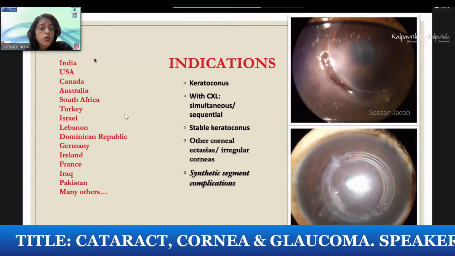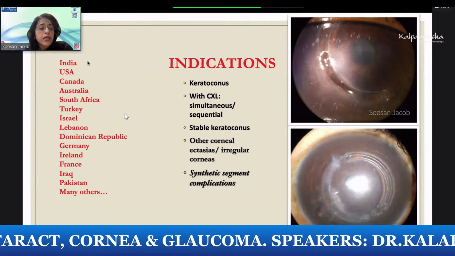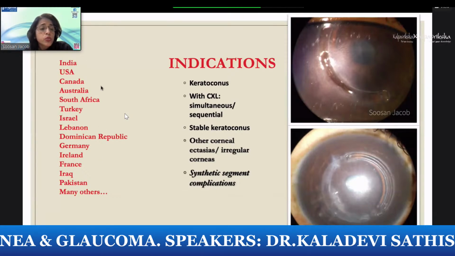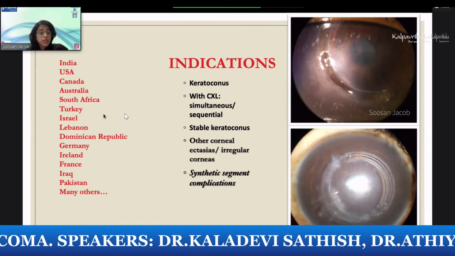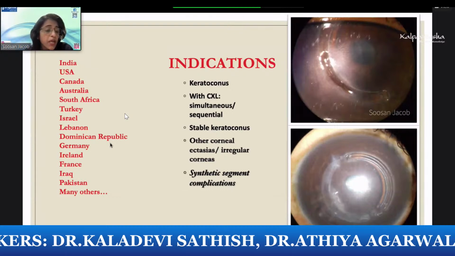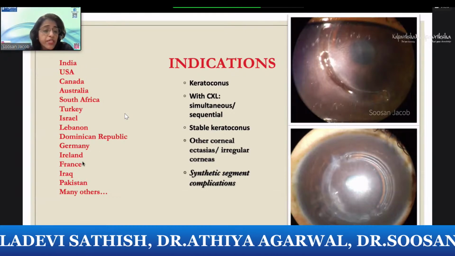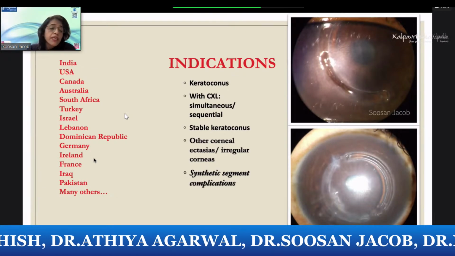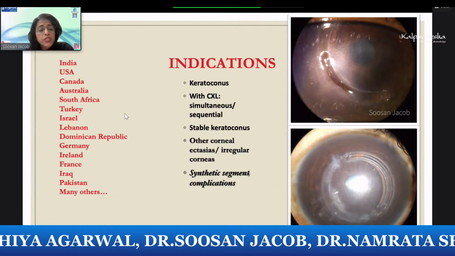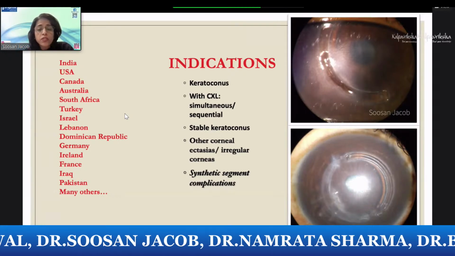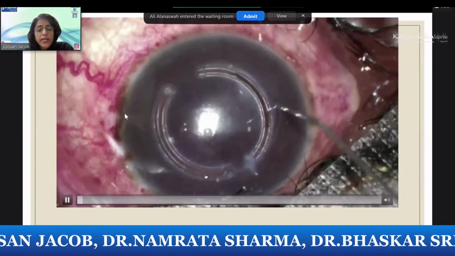It was introduced in our hospital, the first time in the world, by us, and now it's being done in all the countries around the world: US, Canada, Australia, South Africa, Turkey, Israel, Lebanon, Dominican Republic, Germany, Ireland, all first world countries. Everywhere it's been accepted in a very large way, and very positively, because of the obvious advantages it gives over the traditional methods of treatment. You can avoid DALK in many cases.